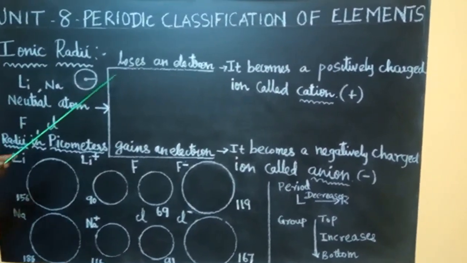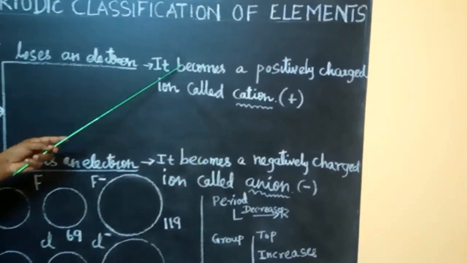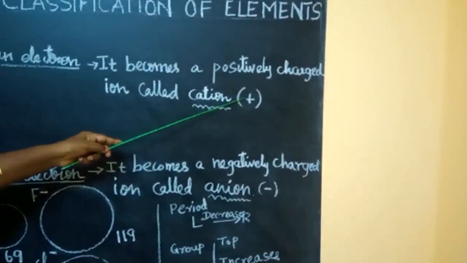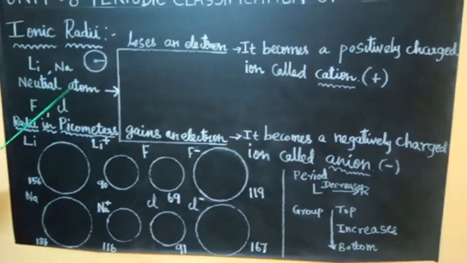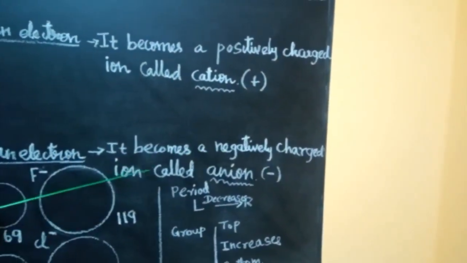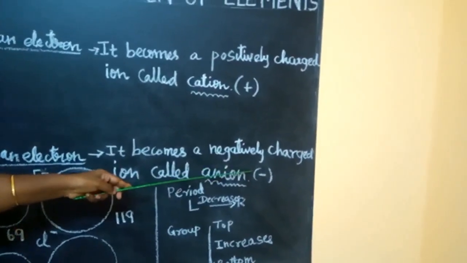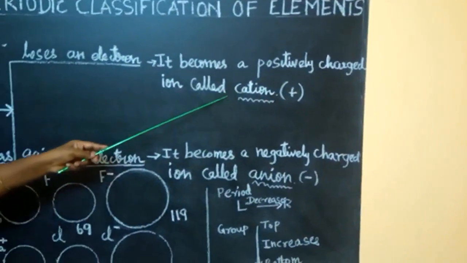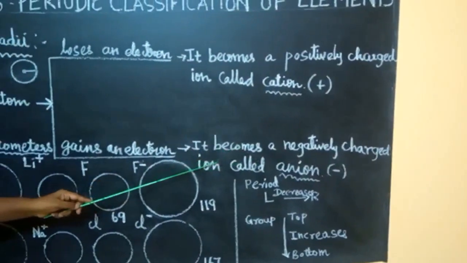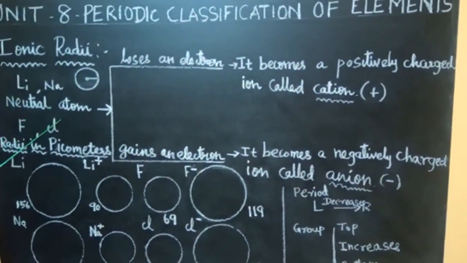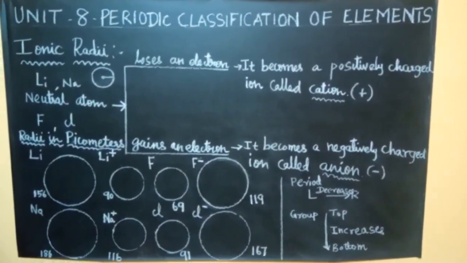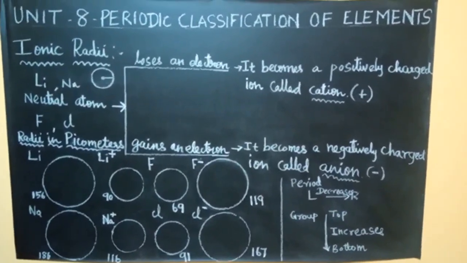When a neutral atom loses an electron, it becomes a positively charged ion called a cation. It is represented by plus. When a neutral atom gains an electron, it becomes a negatively charged ion called an anion. It is represented by minus. The size of the cation is smaller than the neutral atom. The size of the anion is larger than the neutral atom. The size of the ion is very important to determine its behavior in solution and the structure of ionic solids.